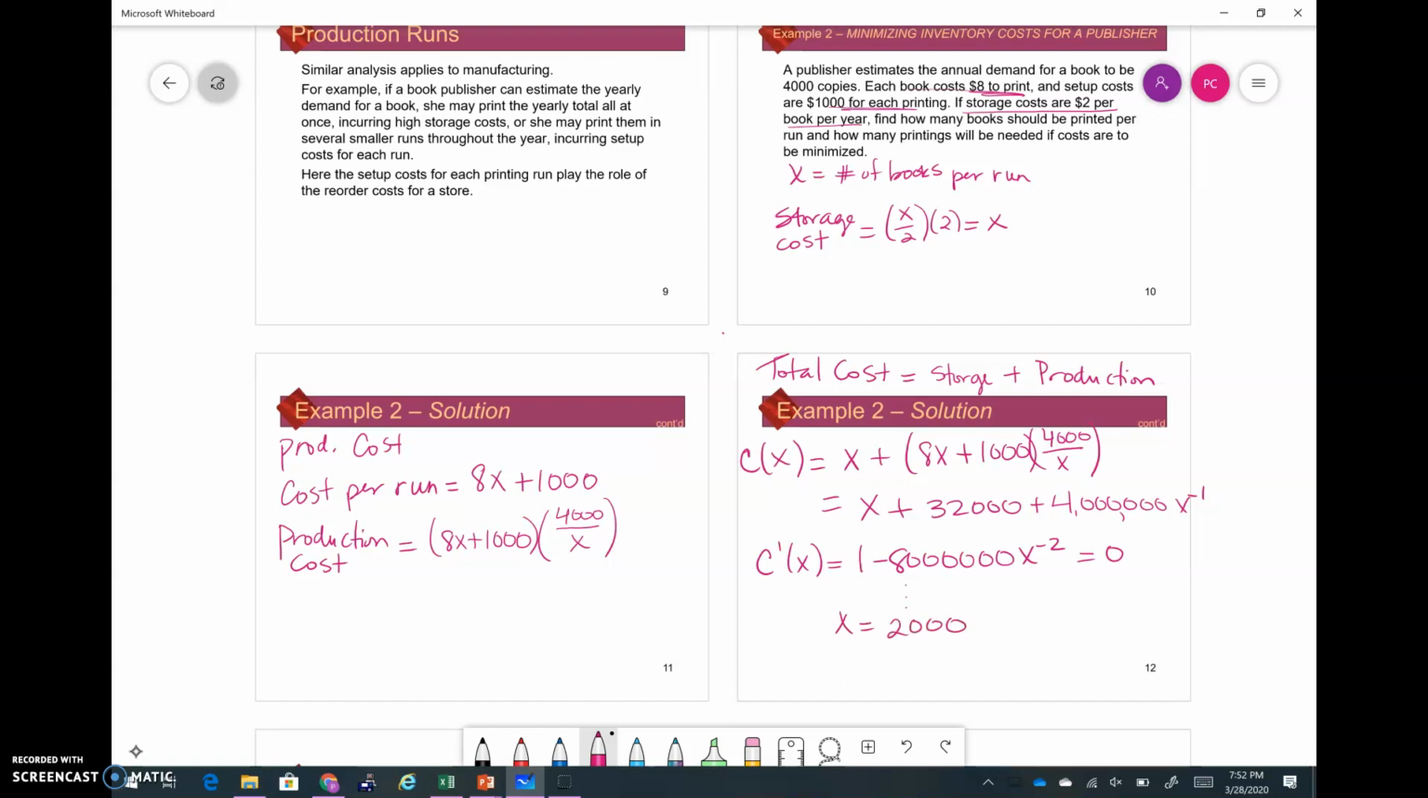The second derivative test would show that we've got c double prime of x. If you take that derivative, it's always positive, because the negative 2 times the negative 8 million would give us 16 million x to the negative 3, which is always going to be positive. So we know that we've minimized this function. To minimize cost, we need 2,000 books per run, and then we should run 2 printings.